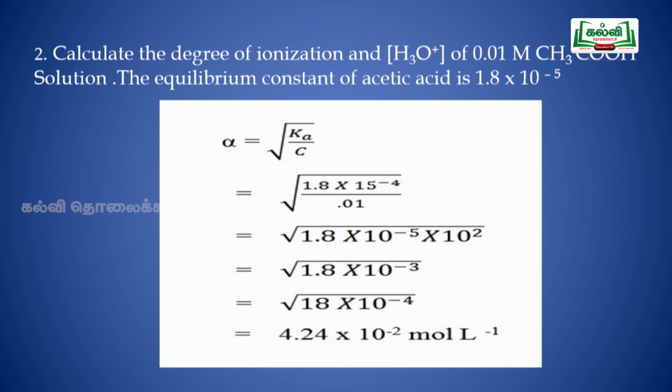Root of 10 power minus 4 is actually what? 10 power minus 2 mole per liter. That is, in terms of molarity, we have found out the degree of dissociation. And the next thing asked in this problem is H3O plus. In the same way, you can find that out.